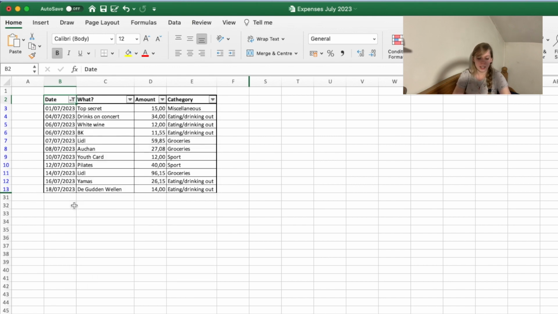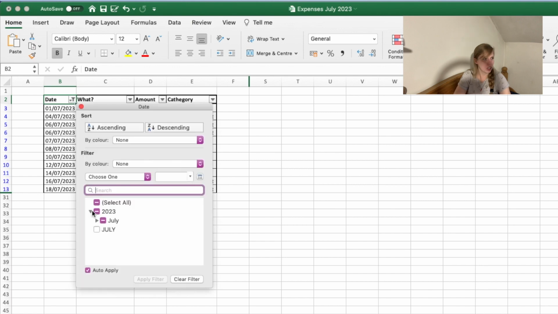Next place, the Guden Velen, we went for drinks, again with my brother and my friends, and I paid 14 euro that night. I think I had two, how do you call them, ciders.